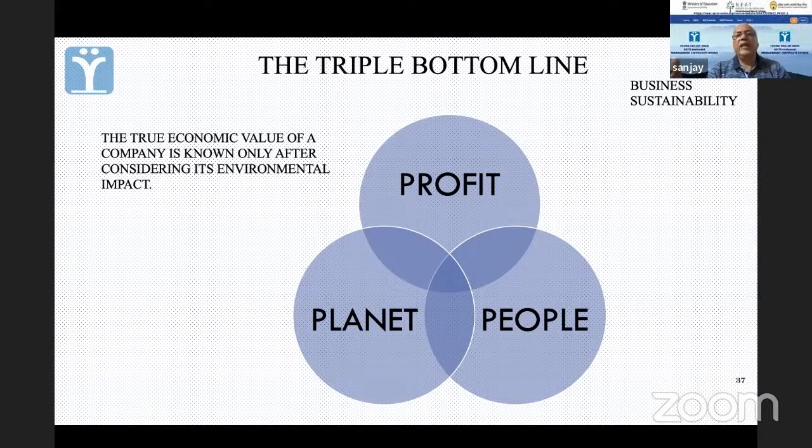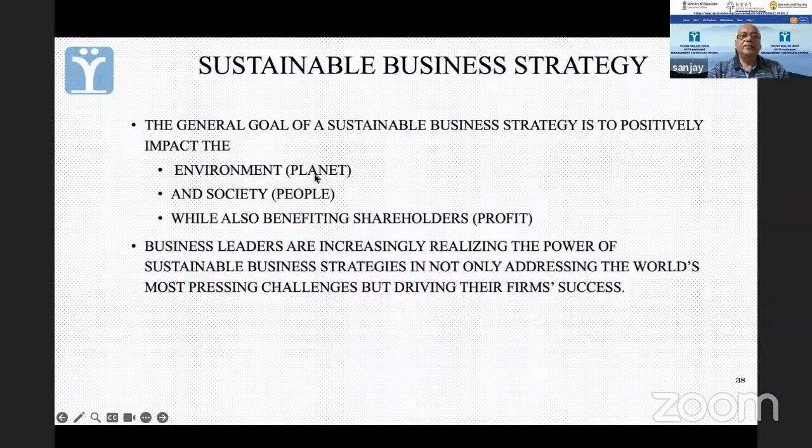Every activity that the company has is ultimately geared towards getting a healthy bottom line figure, more profits. But today what happens is that we have to look at these other two aspects as well, people and planet. So the true economic value of a company is known only after considering its impact.